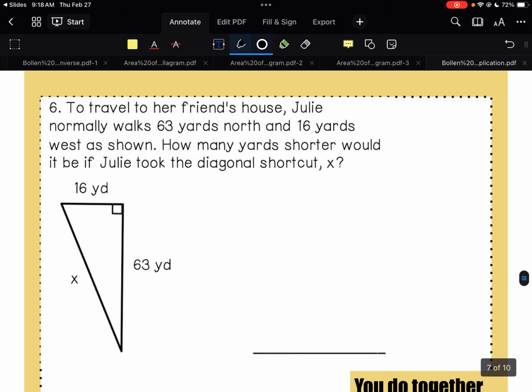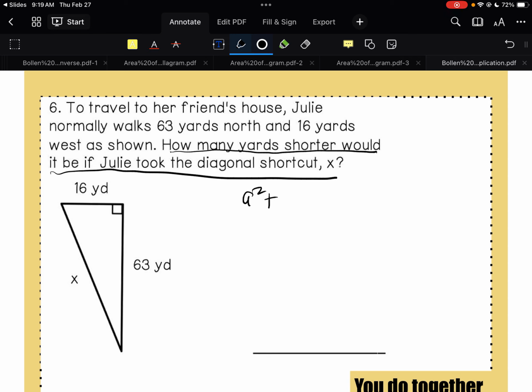All right, here is our next one. To travel to her friend's house, Julia normally walks 63 yards north and 16 yards west as shown. How many yards shorter would it be if she used the diagonal shortcut? So that is just like the ones that we were doing on Tuesday, where you just have to find the distance across. So it's just a squared plus b squared equals c squared. And you're going to be looking for C. Go ahead and pause and work that one out.